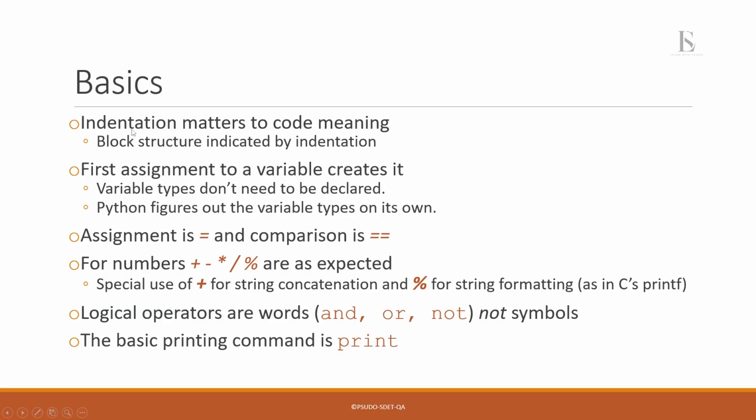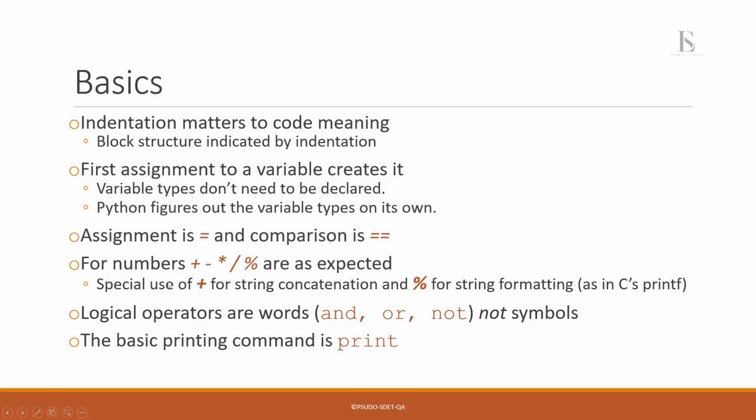So we know that indentation in Python is the main aspect where we don't need to have any brackets, but anything that is with an indent is supposed to be a sub-block structure, right? First assignment to a variable creates it, so we don't have to define the type of a variable. Python automatically figures out what type of variable it is. We have equals to and double equals to operations. So equals to is assignment and double equals to is comparison.